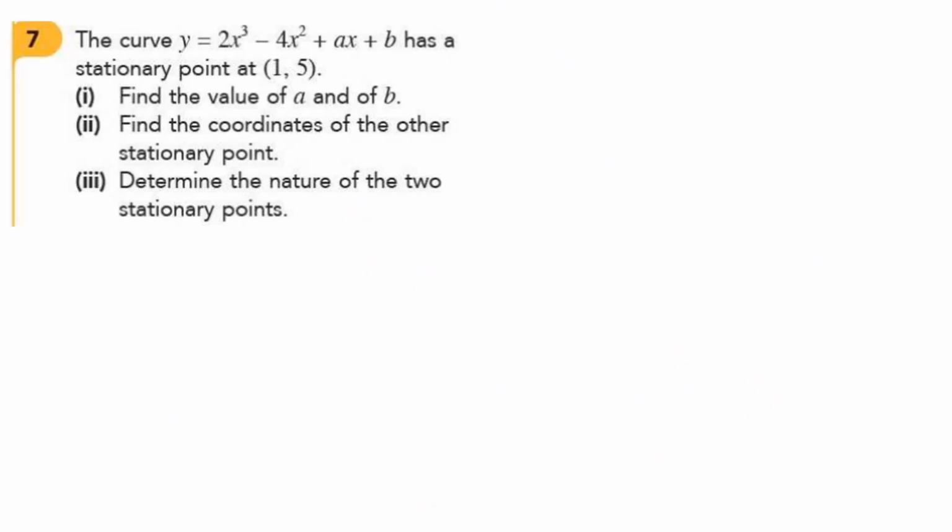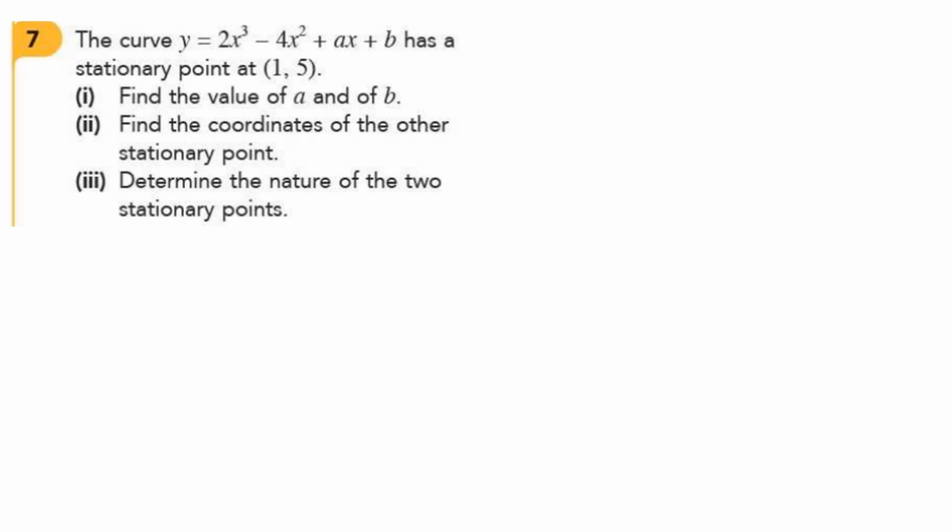All right, let's look at question 7. You see that question 7 is slightly different from the past 2 questions, because for question 7, you're given the stationary point. And then you're given 2 unknowns in the curve, a and b. You're asked to find the values of a and b.